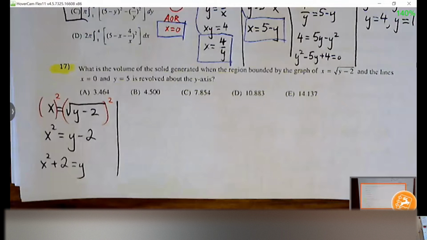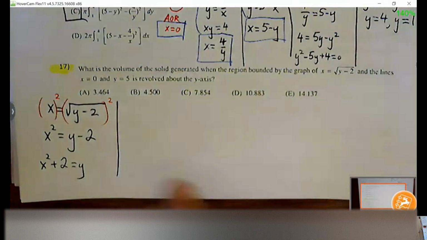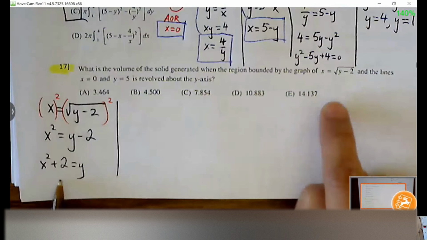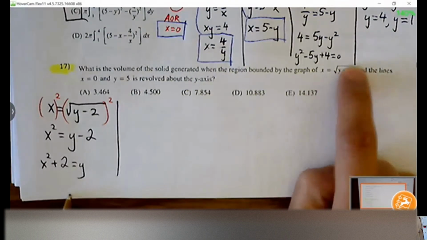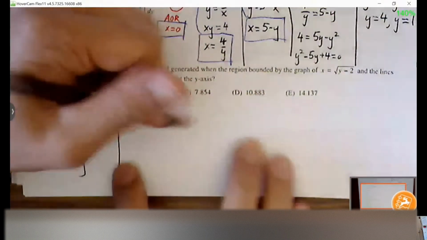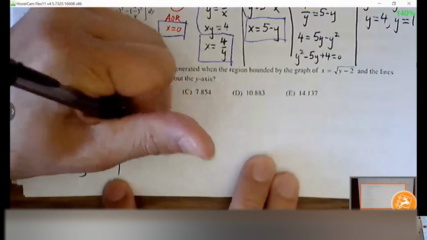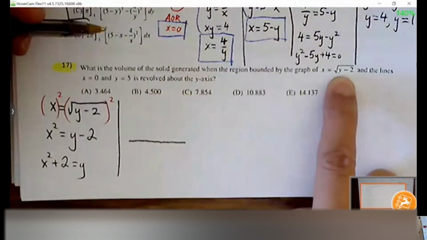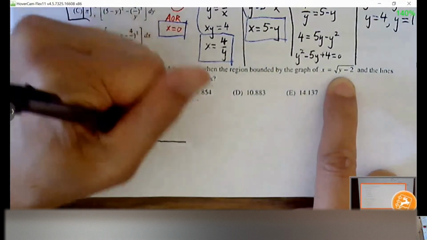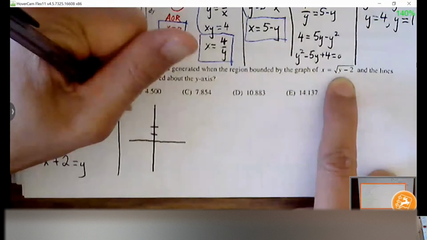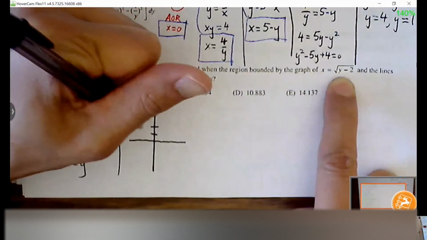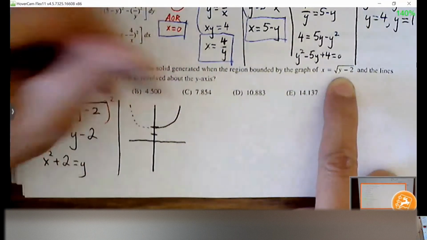We know what y equals x squared plus 2 looks like. It's just a parabola with y-intercept at 2. However, it's only coming from that positive square root. So that tells us that as we draw our parabola, it's really only referring to that portion in the first quadrant. So this is what the full parabola looks like, but we're only talking about this portion here.